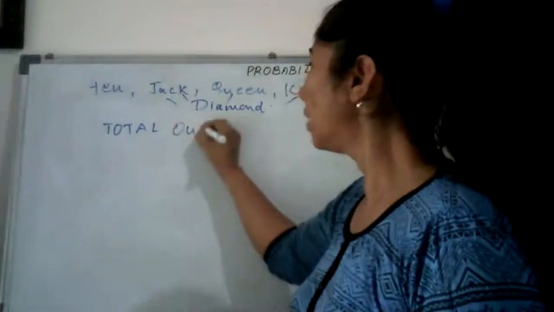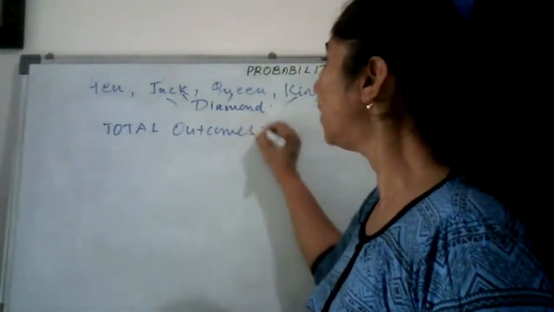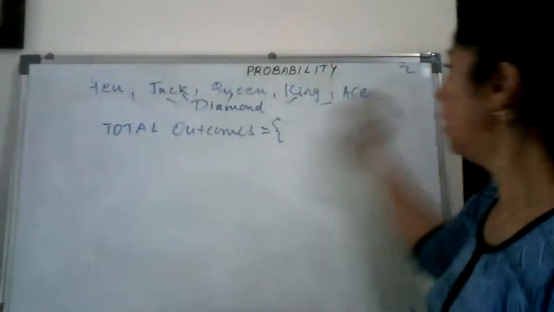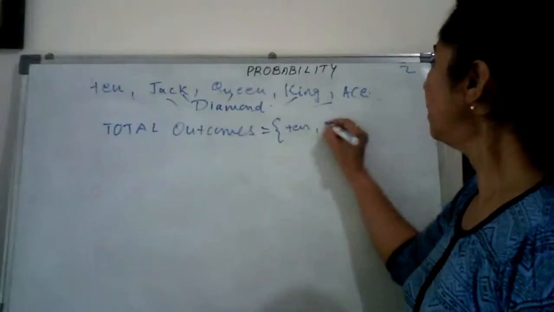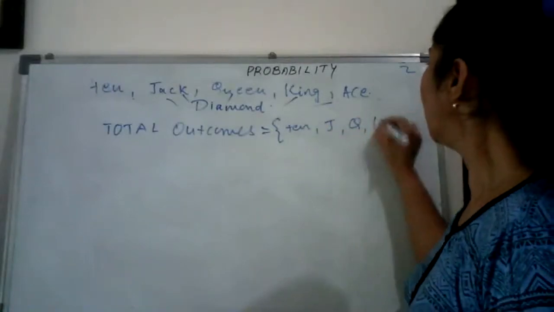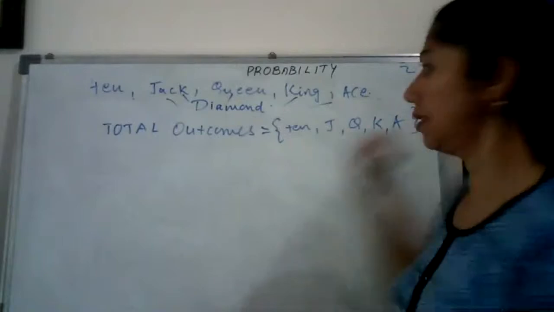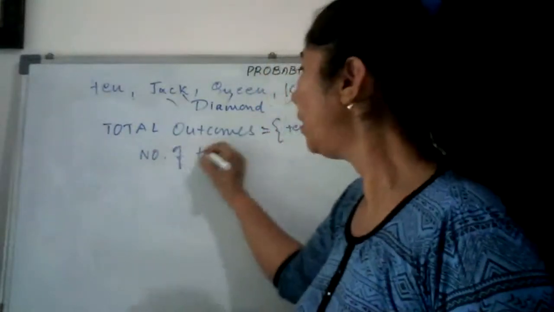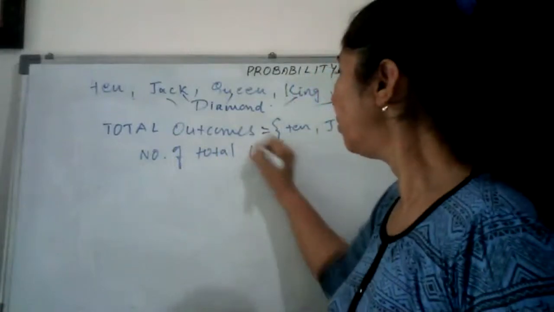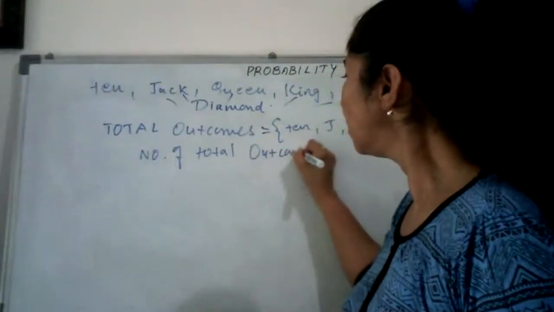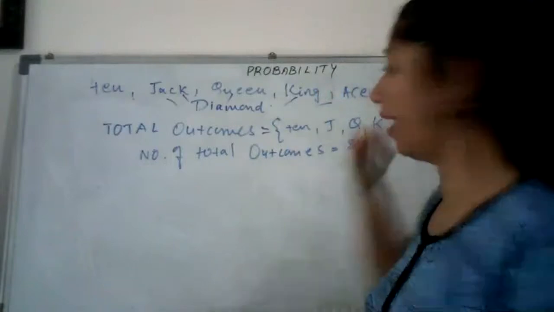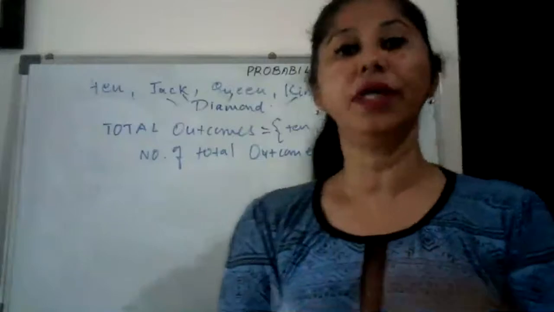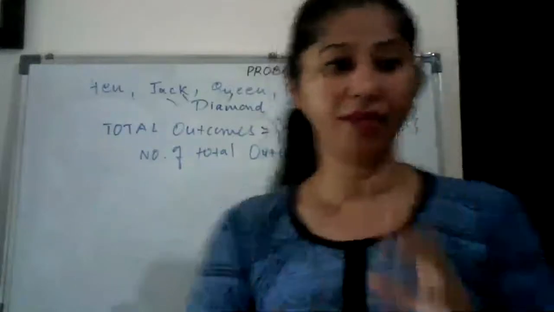So total outcomes, how many cards have you taken? Only 1, 2, 3, 4, 5. So total outcomes are nothing but all these cards: 10, Jack, Queen, King, and Ace, isn't it? So the number of total outcomes is only 5 here. We don't have 52 cards. We have just selected 5 out of it. So we have only 5 cards with us.